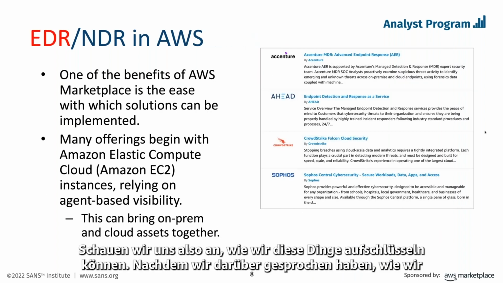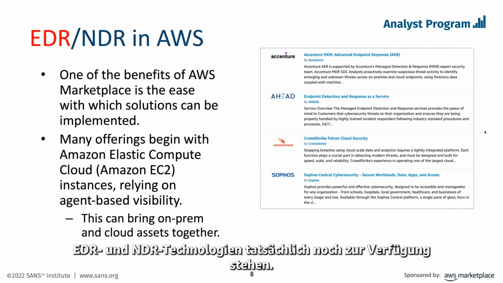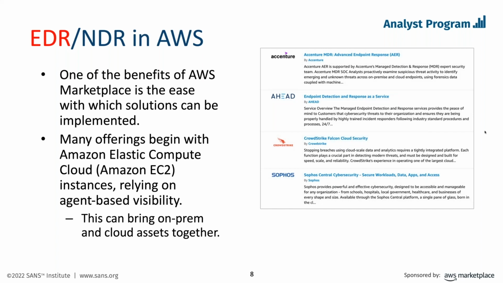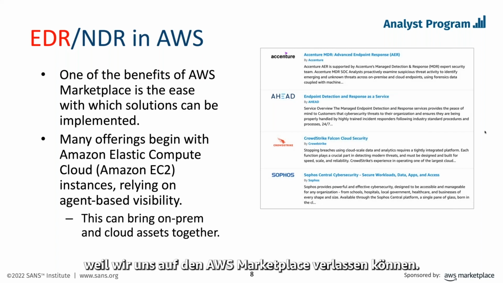So let's take a look at how we can break these things down, because now that we've talked about how to better integrate different types of AWS assets into my security posture by breaking down into the definition of what they are, we can now look at ways that EDR and NDR technologies are actually still available to us. So I'm going to focus on the EDR side of things at first. And I'm very happy to say that this was actually one of the easier parts to write of this paper because we got to lean on the beauty of the AWS marketplace.